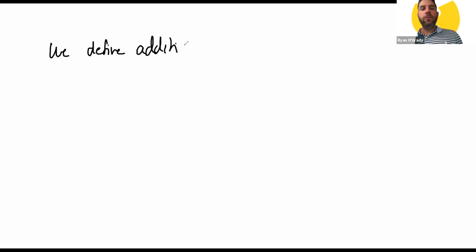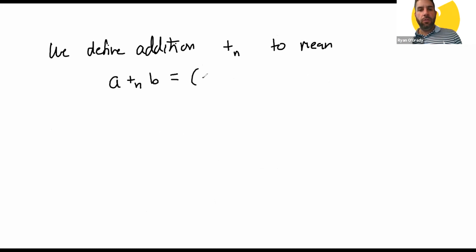we define addition. For the time being, we're going to be very specific. We're going to put a plus sign with a subscript n. What is it going to mean? If I want to add 2 numbers, A and B, modulo n, that means this is equal to, you add the numbers and then you take the remainder mod n. And then similarly, we define multiplication.